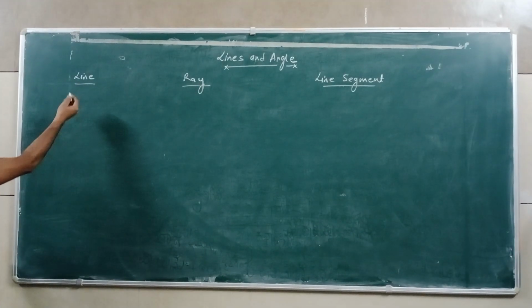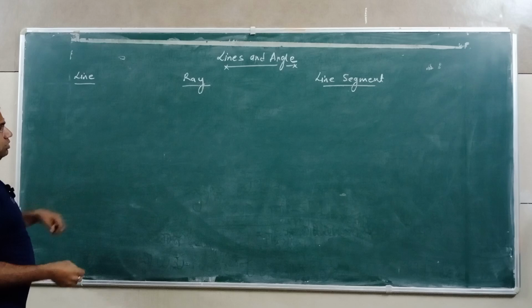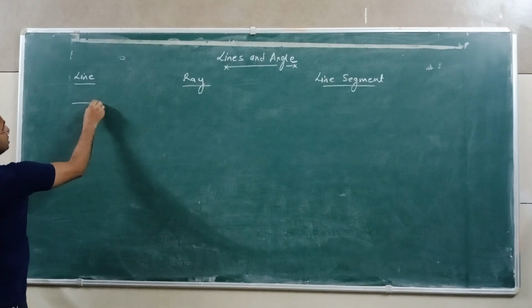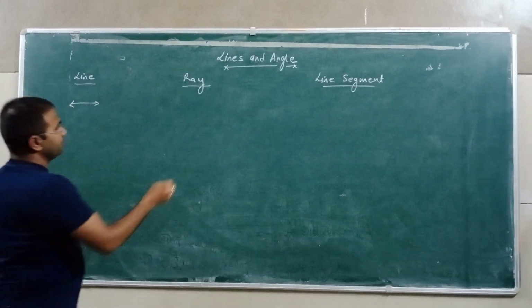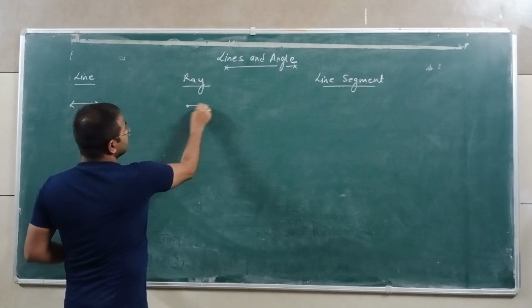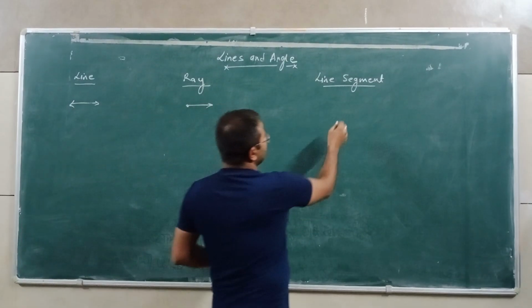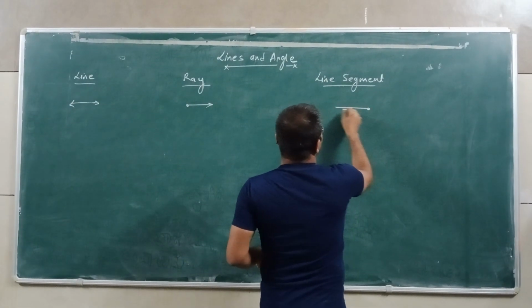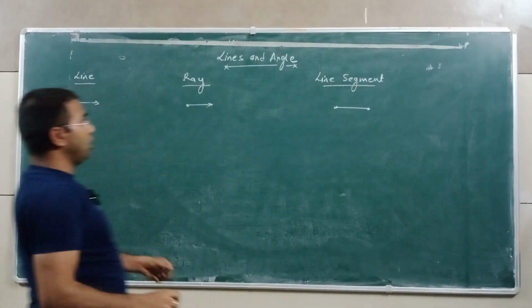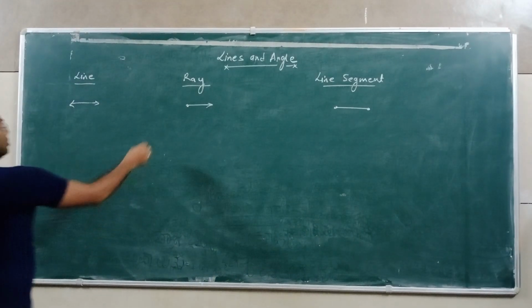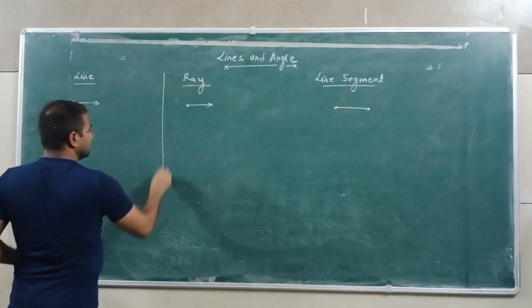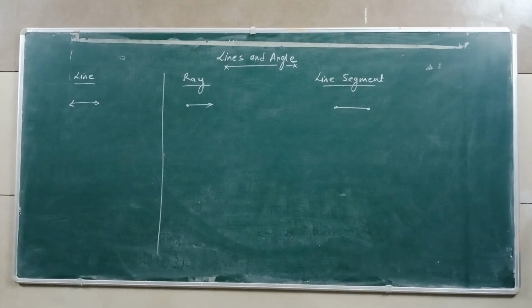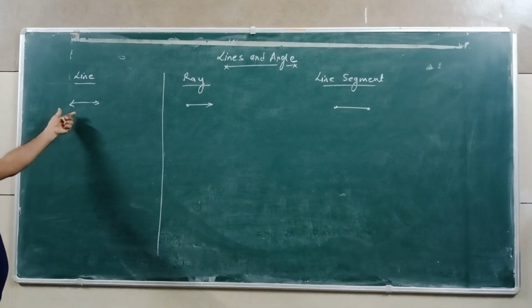So here I am making a figure of all the things. See here, this is a line, this is a ray, and this is a line segment. Okay, so now how will we define these things? So let us see. See here, line. You can see the figure of a line.